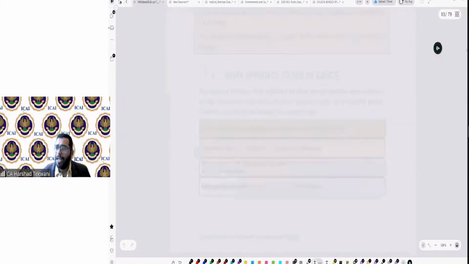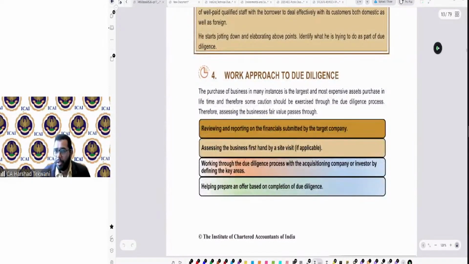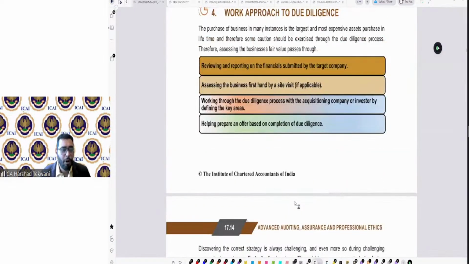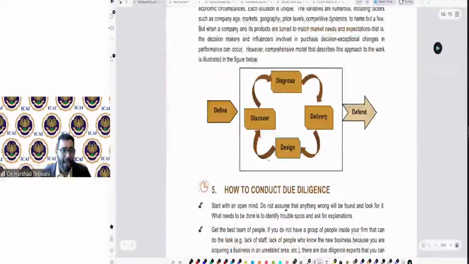But usually it is kind of review and report. When you are performing a due diligence, you need to understand why you are performing that due diligence. You need to understand the subject matter. As a result, you need to define the project, define the due diligence first, then a four-step approach.